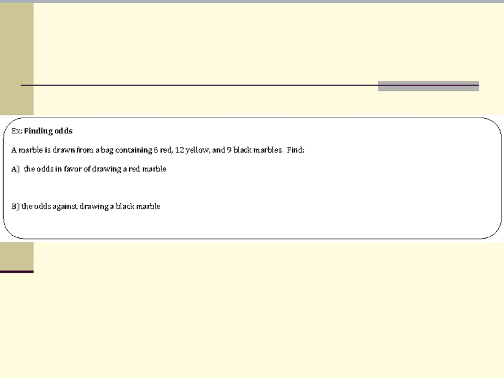It says, a marble is drawn from a bag containing 6 red, 12 yellow, and 9 black marbles. Okay, so if you add those all up, your total is 27. I want to keep that in mind. Now, we're not going to use that total as either of our numbers, but our two numbers, when we make odds, should add up to 27. So A, the odds in favor of drawing a red marble. Well, we've got 6 of them that are red. So there's 6 ways that we can get a red. To, if there's 27 total, then there's 21 ways we cannot get a red. So 6 to 21 would be our odds in favor of drawing a red marble.